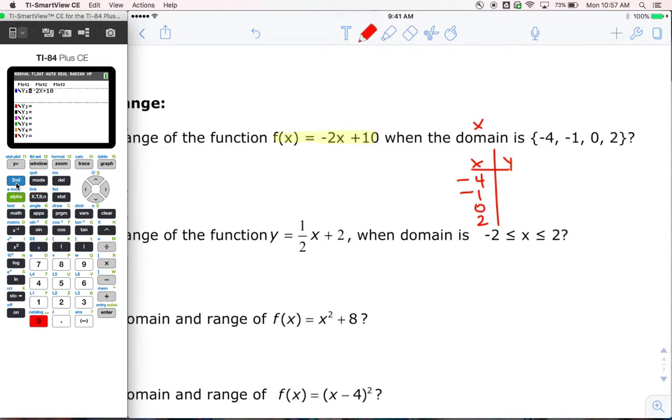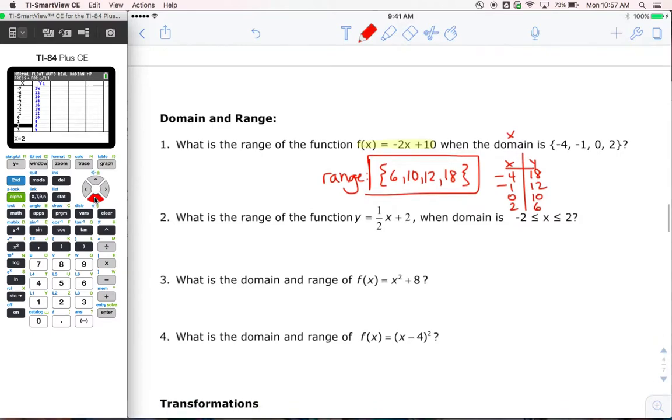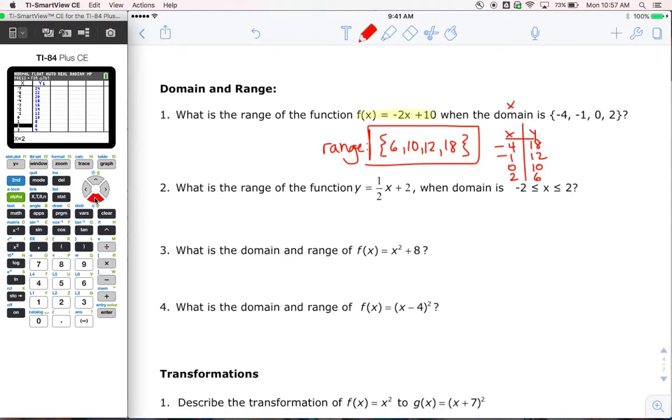And then go ahead and go to your table, right, second table. And you can see the numbers that you need right there. So negative 4, looks like we got 18. Negative 1, we got 12. 0 is 10. And 2 is 6. So my range, we're going to put them from least to greatest. So we're going to say 6, 10, 12, and 18. And that was pretty painless if you just knew to use your calculator. Go ahead and choose the correct range for the domain given in number 2.